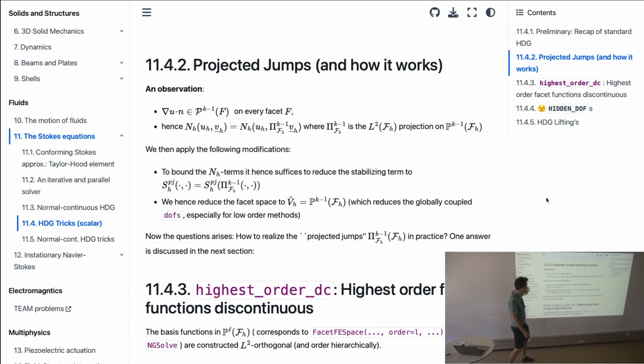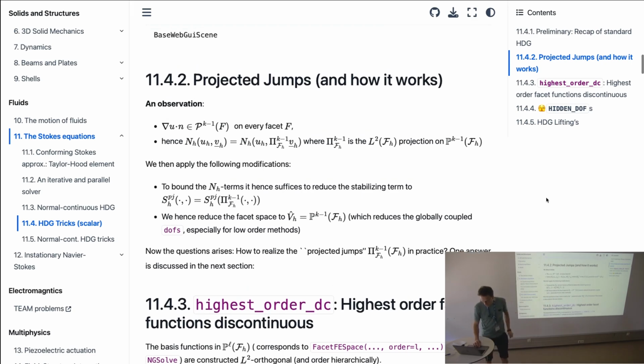This is explained in a bit more detail here, but the major idea is that in the stabilization term, so this jump term, you introduce a projection to k minus 1 in order to just involve the facet unknown up to that corresponding order. And now the question is, how can you implement this jump term? And there's a nice trick.